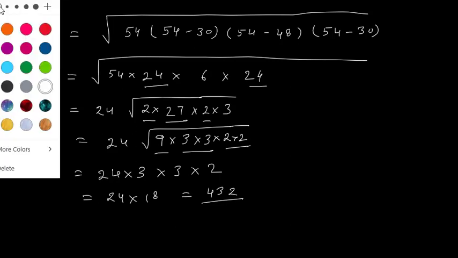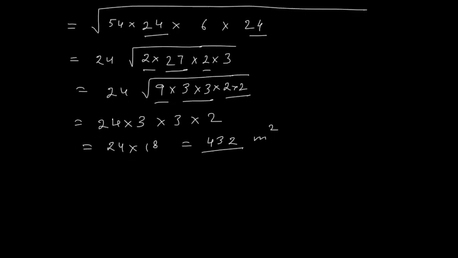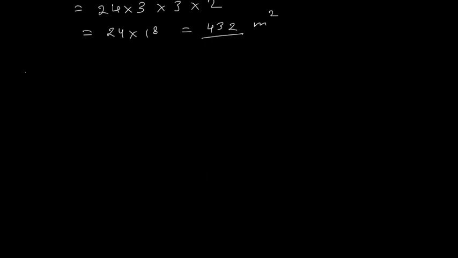This much meter square. Therefore, the area of the rhombus is 2 into 432. I am not multiplying because I have to divide by 18.